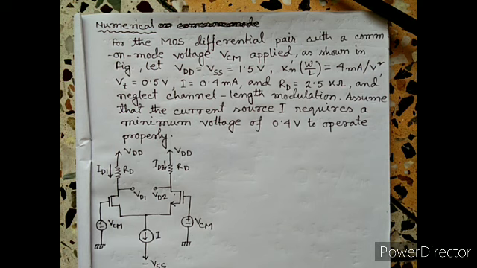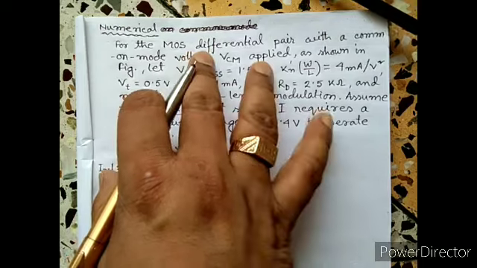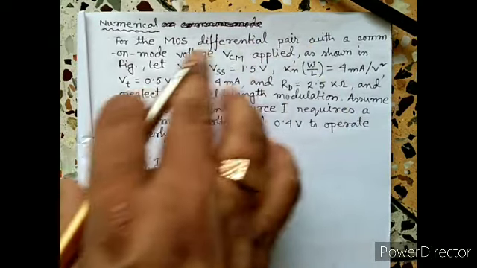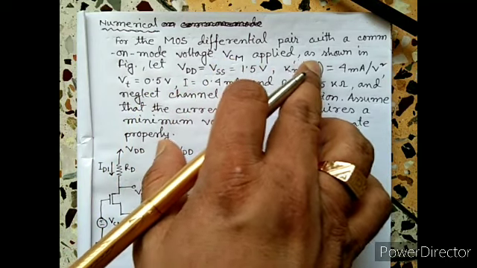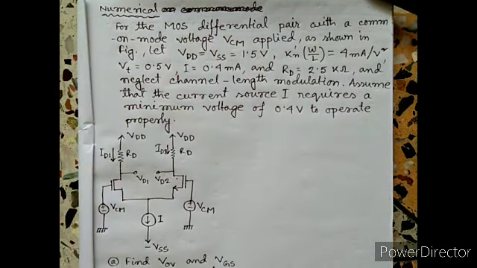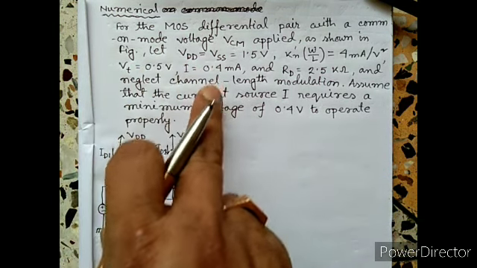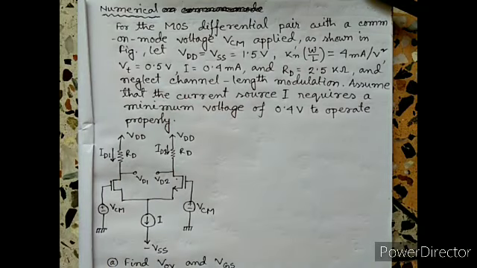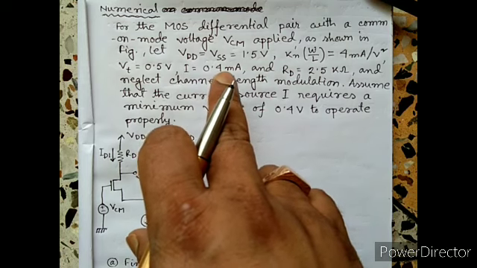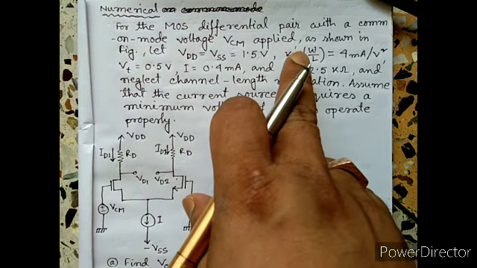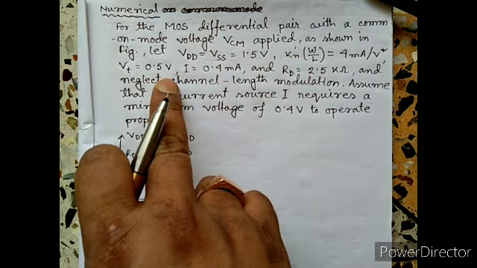Now the question is given. For the MOS differential pair with a common mode voltage VCM applied as shown in the figure given below, let VDD equals VSS equals 1.5 volt, Kn dash into W by L equals 4 milliampere per volt square, and threshold voltage Vt equals 0.5 volt.